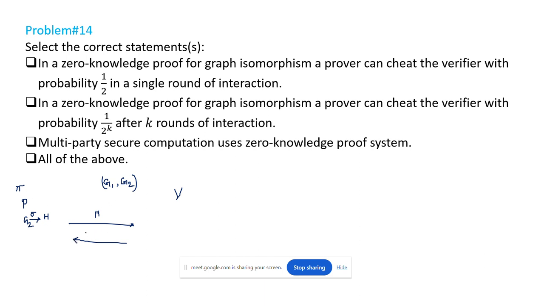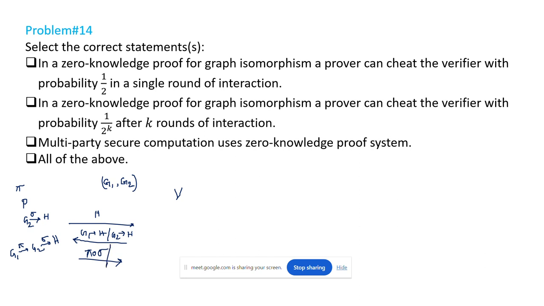Now the verifier will ask for the mapping corresponding to either G1 to H or G2 to H. The prover will not know beforehand which query is going to be asked by the verifier. So if the question is to provide the mapping from G1 to H, then it applies the composition function. Pi is the mapping from G1 to G2, and with that you compose the mapping sigma. Together you get a mapping from G1 to H. So pi takes it to G2 and sigma takes it to H.